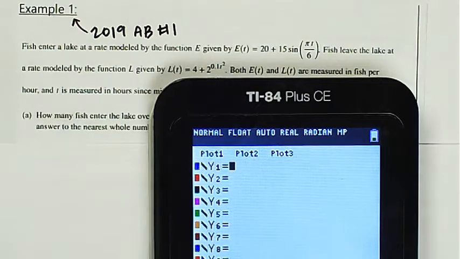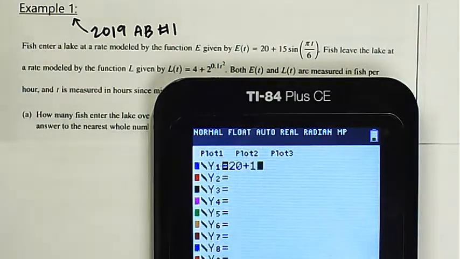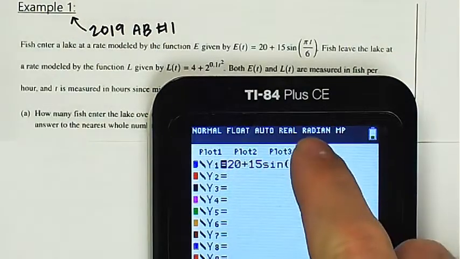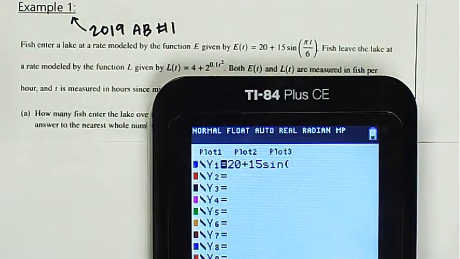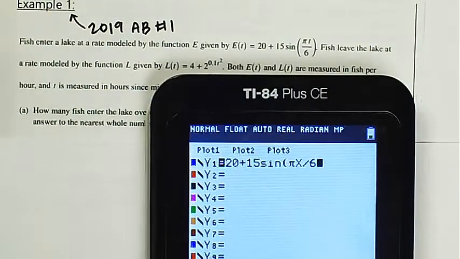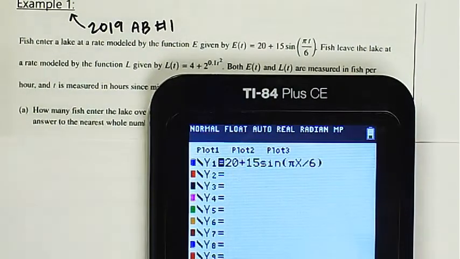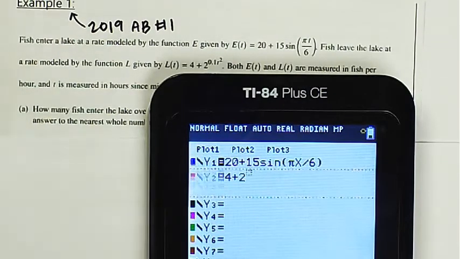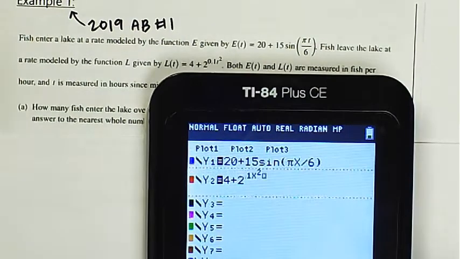Now the first thing I'm going to do on these problems is put rate in y1. So I'm going to put 20 plus 15 sine. As soon as I hit that sine button, I'm going to check to make sure I'm in radian mode, but I am, so it's good, of pi t divided by 6. And in y2, that's L of t, that's 4 plus 2 to the power of 0.1 t squared.